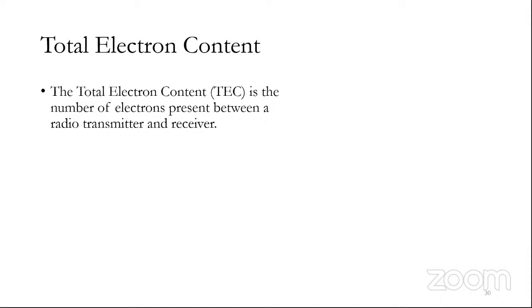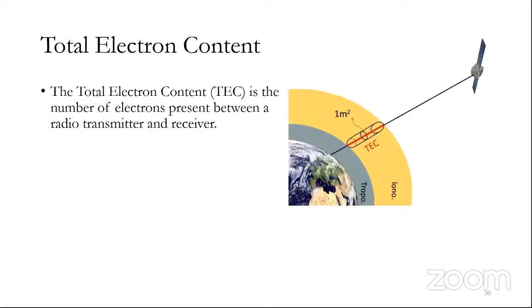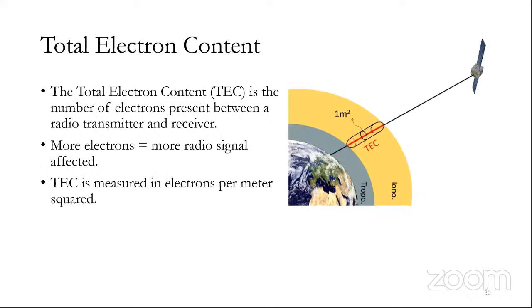So the way that we at the Ionosphere Laboratory study this is, as I mentioned, we have the refraction of the GNSS signals because of the electrons within the ionosphere. So we study the total electron content, which is represented by the number of electrons present between a transmitter and the receiver, as you can see here in the figure. More electrons means the radio signal is more affected. And we measure the total electron content in electrons per meter squared.